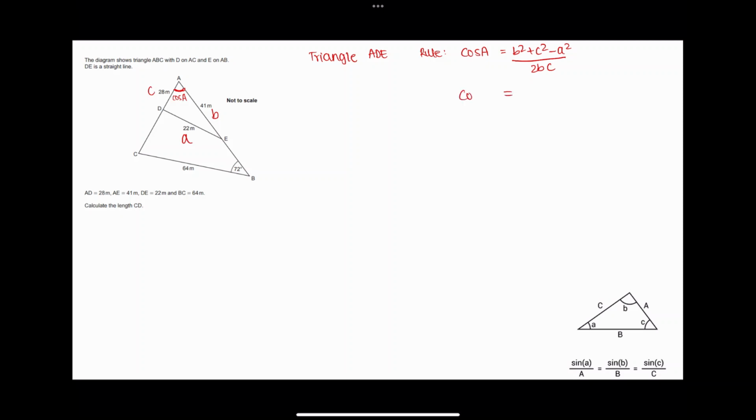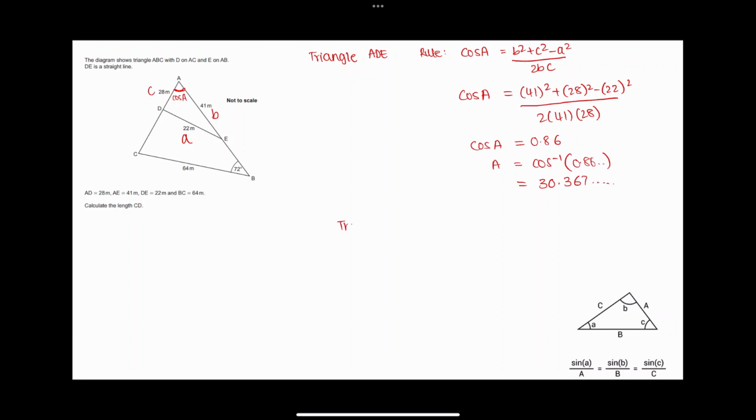AD is equal to 28 meters, AE is equal to 41 meters, DE is equal to 22 meters, and BC is equal to 64 meters. Calculate the length CD. As you can see, we have 2 triangles to work with, and ultimately, we are trying to find out one final length. We label the entirety of AC as y for now for simplicity's sake, but we will return to this at the end of the question.